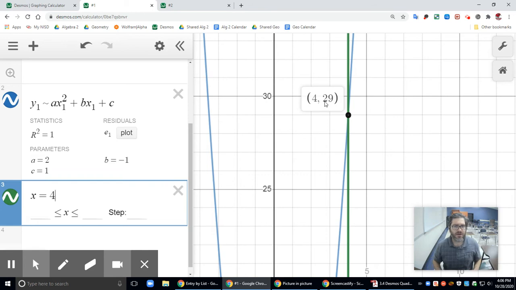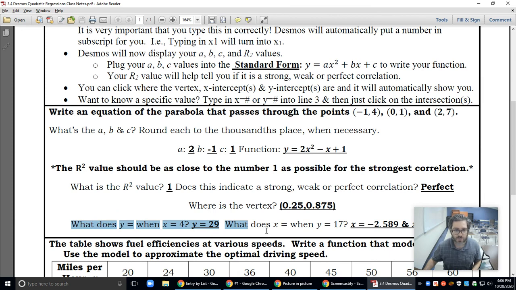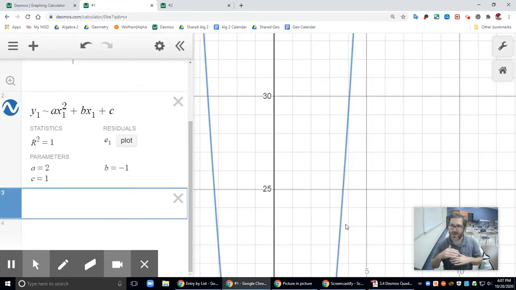So yeah, I can also type in y equals values. So I asked a follow-up question here. What does x equal when y equals 17? So like, what's the output?